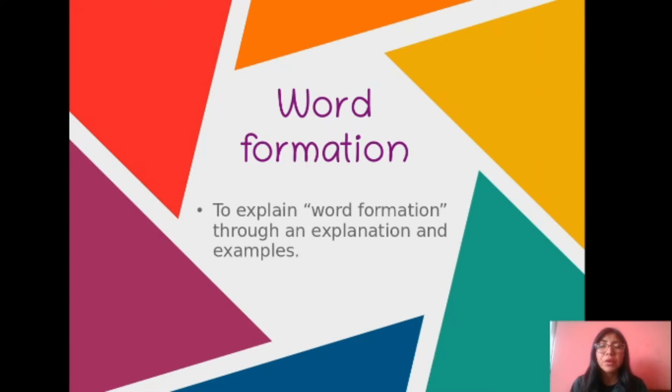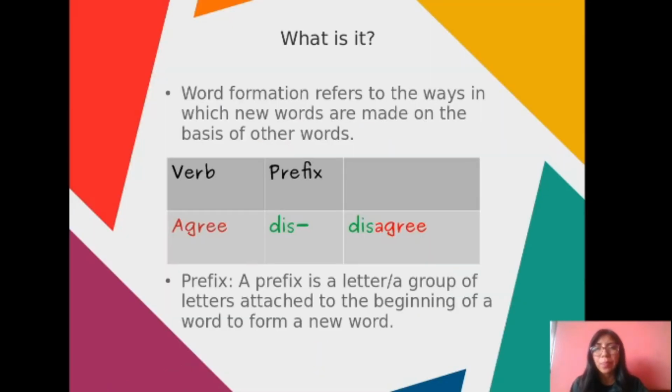As I said before, today we are going to review a new topic, that is word formation, okay? And what is the objective for today? To explain word formation through an explanation and examples, okay? So, do you know what is word formation? Do you know when you use that? Okay, so today we are going to review that in order to understand better, okay? So pay attention.